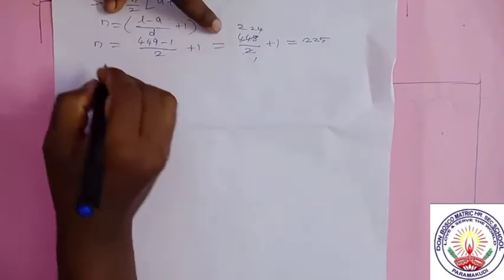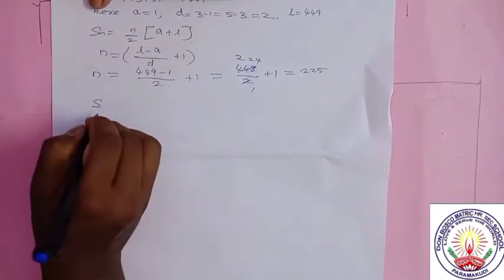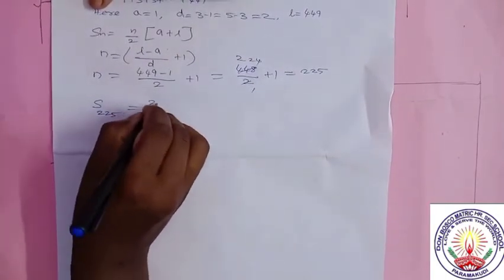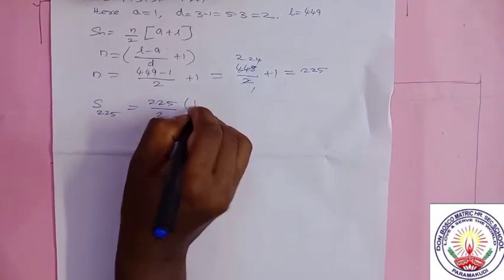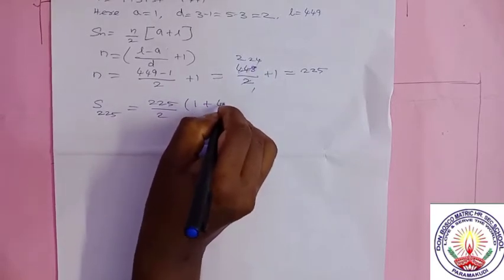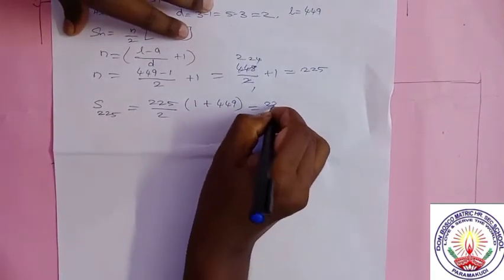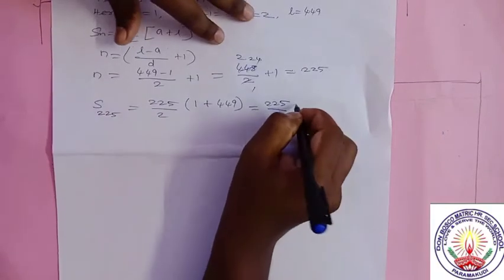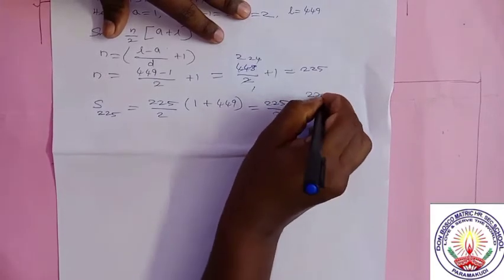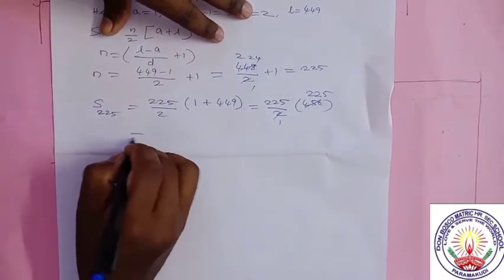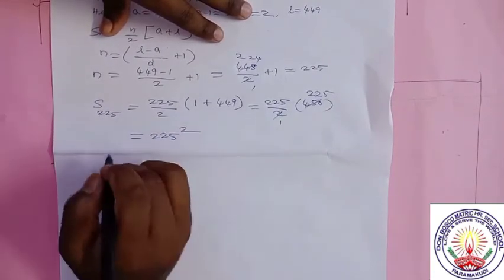But our problem is to find Sn. So the Sn formula we have already written: n by 2 into A plus L. n is equal to 225. So 225 divided by 2 into A, which is 1, plus L, which is 449. So it is equal to 225 by 2 into 450. 1 2 is 2, 225 2s are 450. So it is equal to 225 square, because 225 into 225 is 225 square.